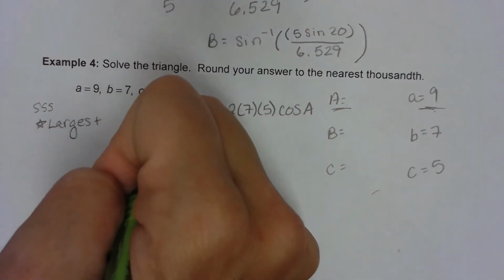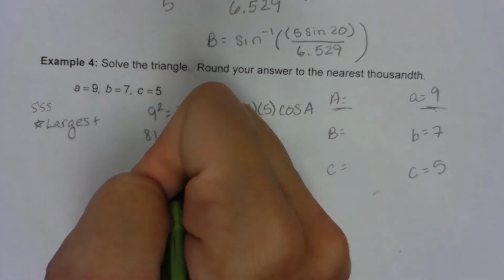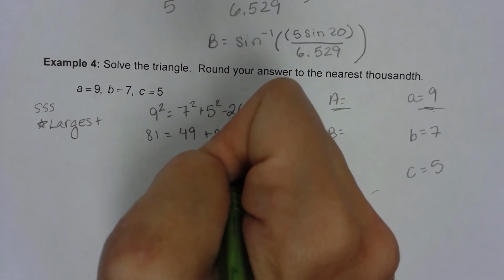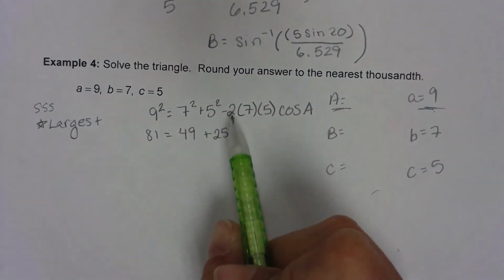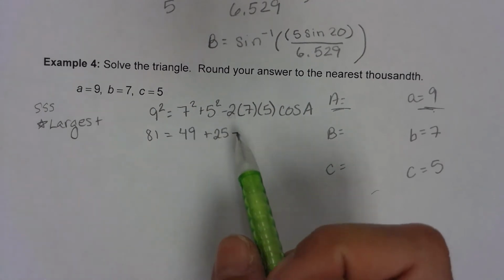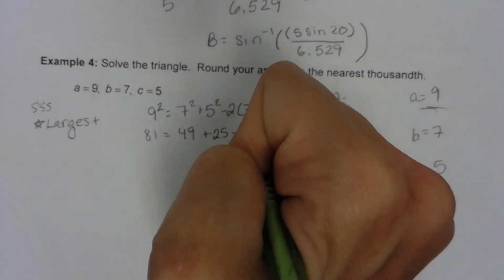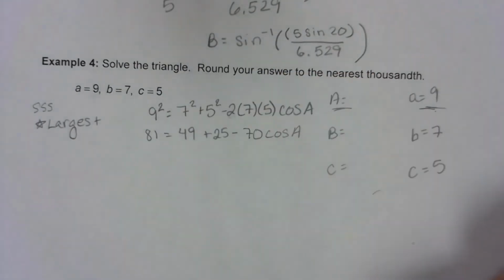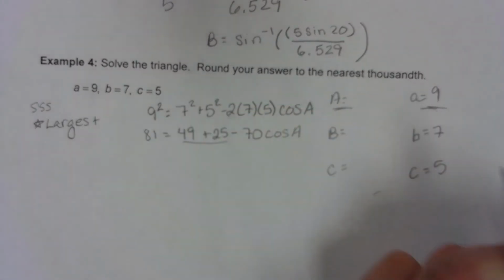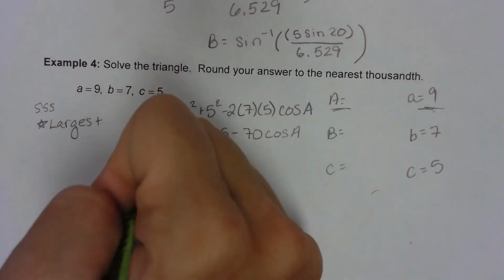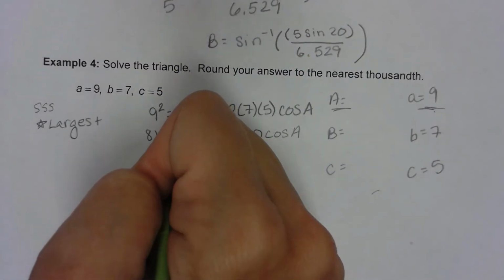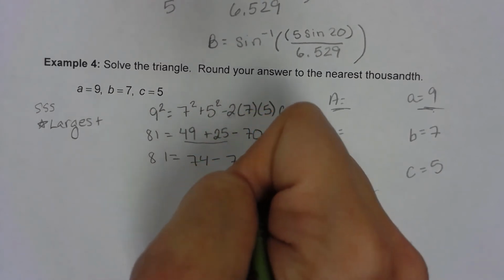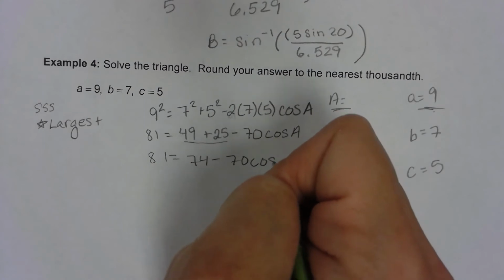So, 9 squared is 81. 7 squared is 49. 5 squared is 25. I'm going to multiply all of these three numbers. So, 2 times 7 times 5 is 70. Cosine A. I then can combine these two numbers. So 81 equals 74 minus 70 cosine A.